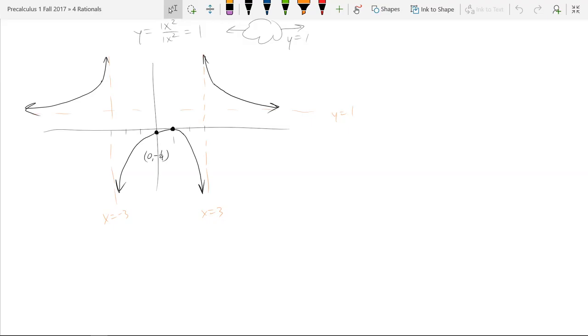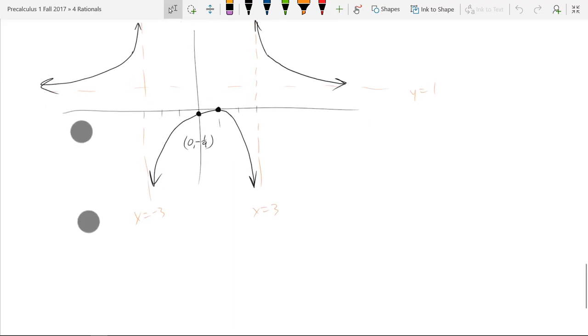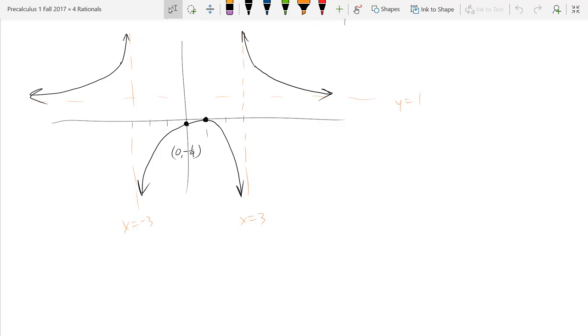OneNote 2016, because it's actually through Office 365. OneNote's free. OneNote 2016.